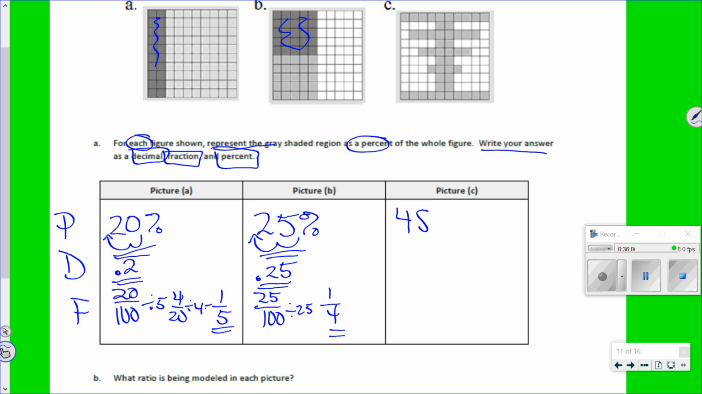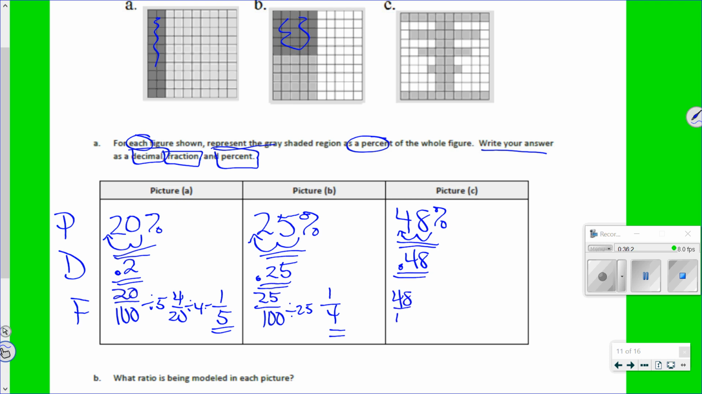So, 48%. How do I turn it to a decimal? Same as all the rest. I just move it twice. So that becomes 48 hundredths. So there's one answer. There's two answers. Third one, 48 over 100.